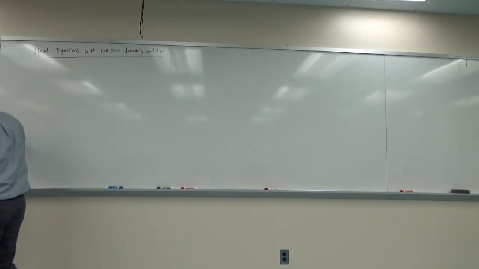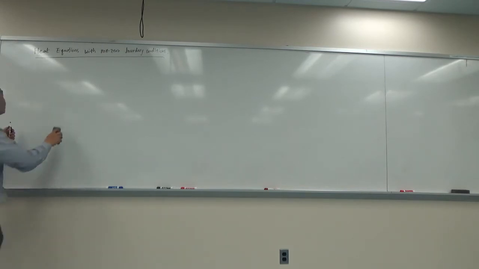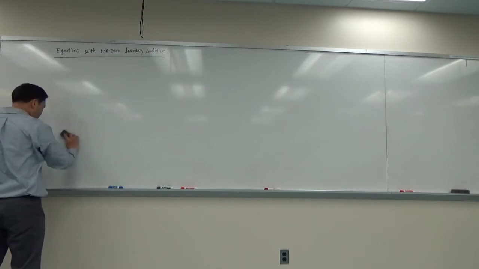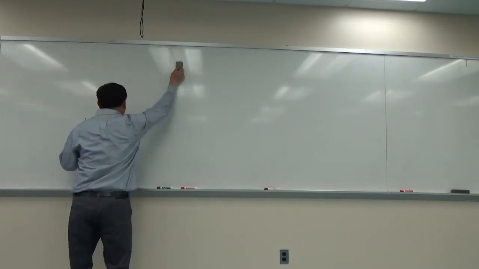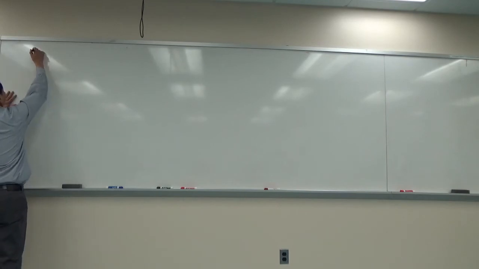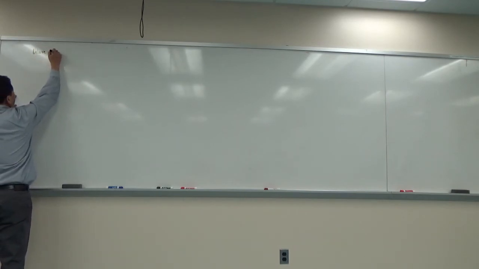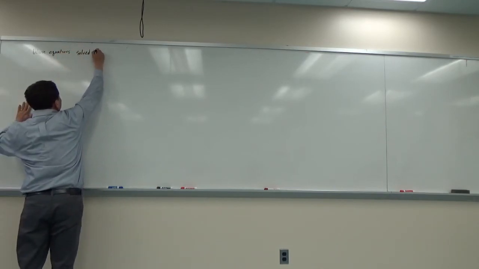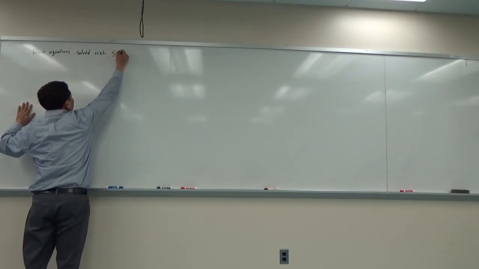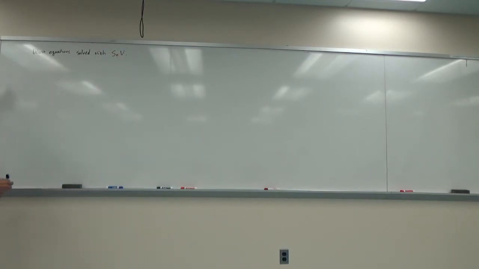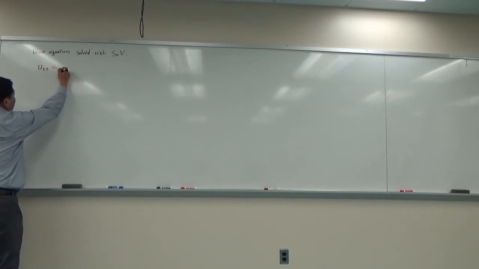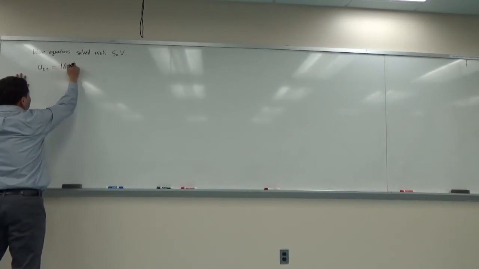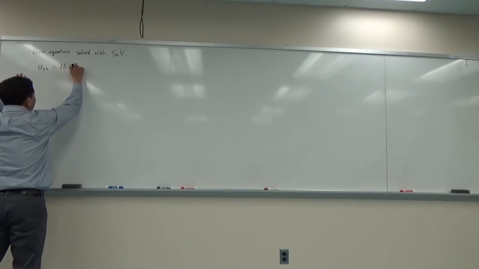Okay, I really want to show you a computer simulation of this one, so I'm going to start something else, but I might not be able to finish that one. So this next topic is wave equations solved with separation of variables. So let's think about the following: u_t t equals, say, 16 u_xx.